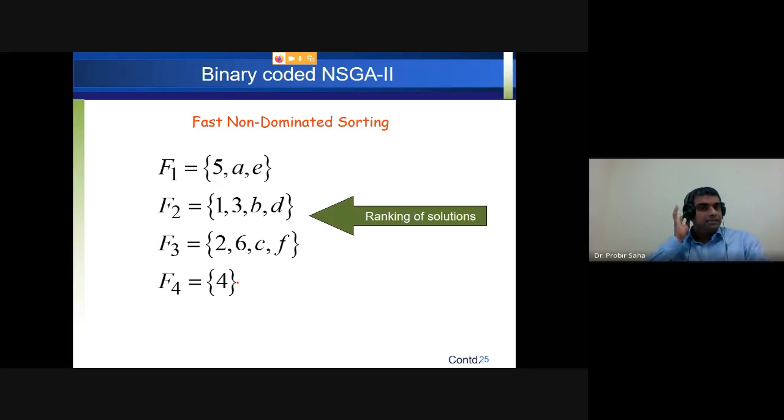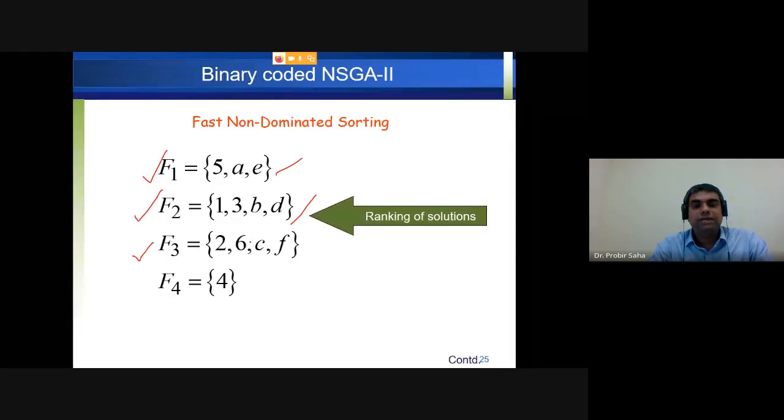Now, once I understood this, finally, after applying this algorithm, I have found that in the front one, that means rank 1, we have 3 solutions. Rank 2, we have 4 solutions. Rank 3, we have 4 solutions. And then rank 4, we have, sorry, only 1 solution.